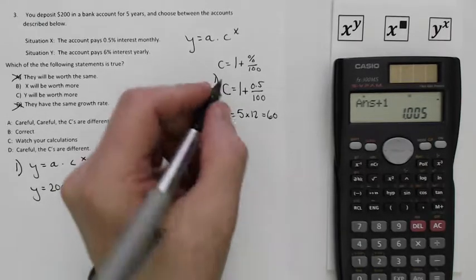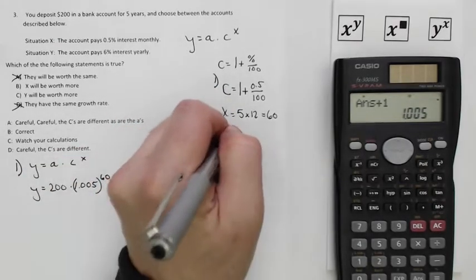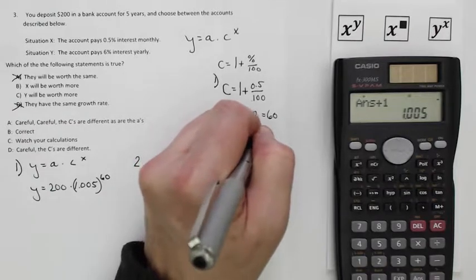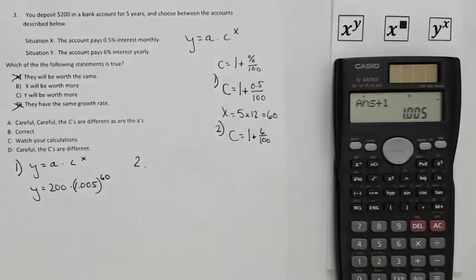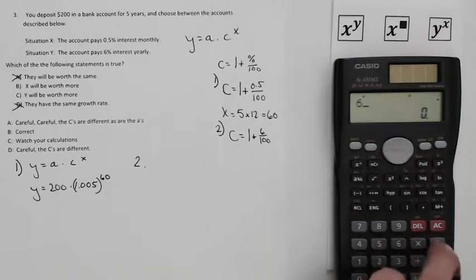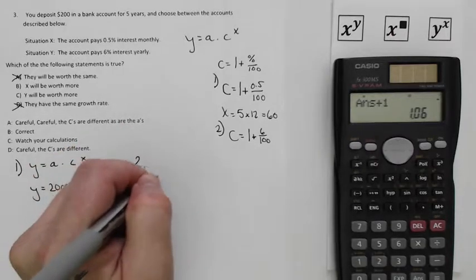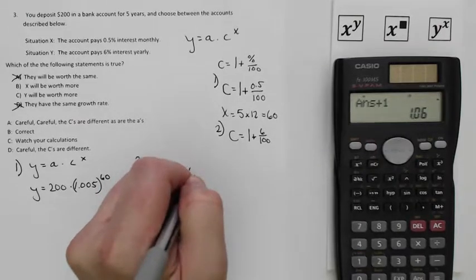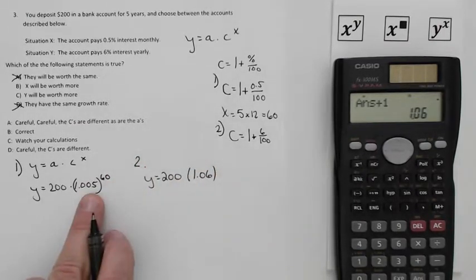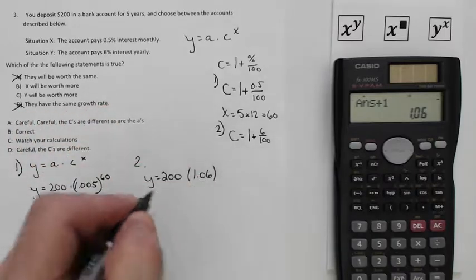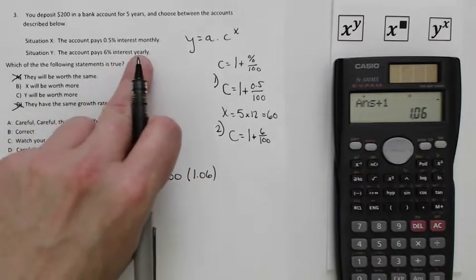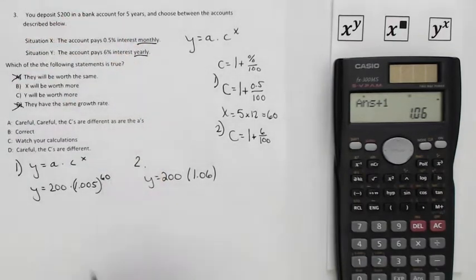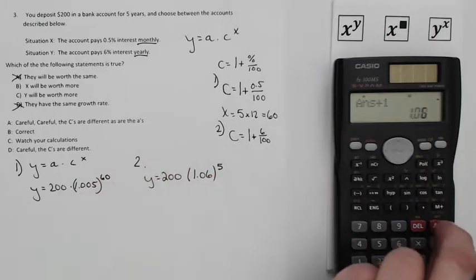So rule 2 has a c, and its c is going to be equal to 1 plus 6 over 100, which is 1.06. 6 divided by 100, plus 1 is 1.06. So y will be equal to a, the same starting $200, times 1.06, not 1.005, to the power of, now it's not going to be 60, because this is being calculated yearly, compared to monthly. So this is just for the 5 years. And so you can see the exponents are different as well.